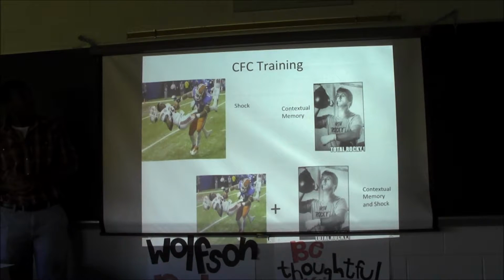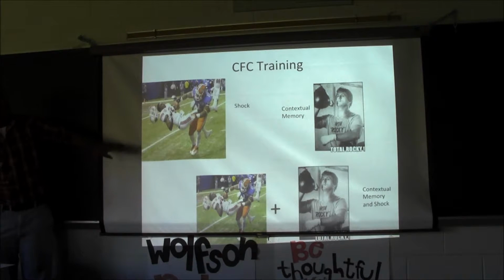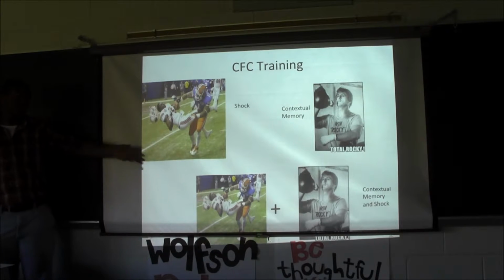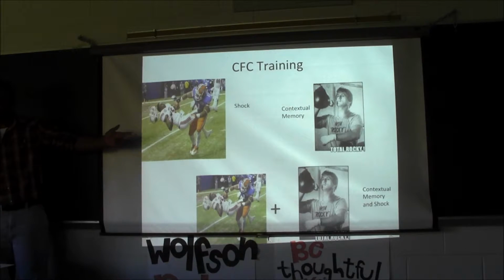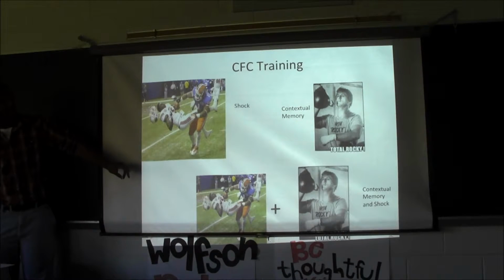Alright, so after they did that, they did CFC training to see when NPOS4 was actually expressed. So they had 3 different groups: the shock, contextual memory, and then contextual memory and shock. You can liken shock to football, where someone comes and just cleans somebody else's clock, just decks them, but it's a quick, sporadic burst. And then you have contextual memory, which is kind of like Rocky doing the speed bag thing, where it's hitting something over and over again. And then you have both together.